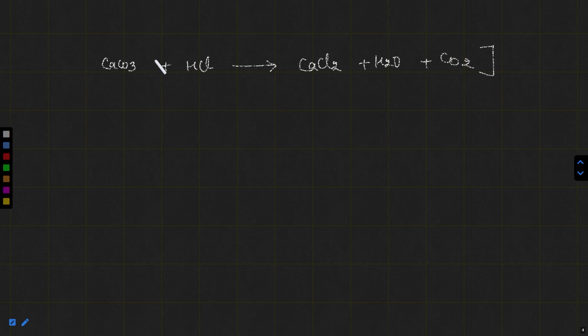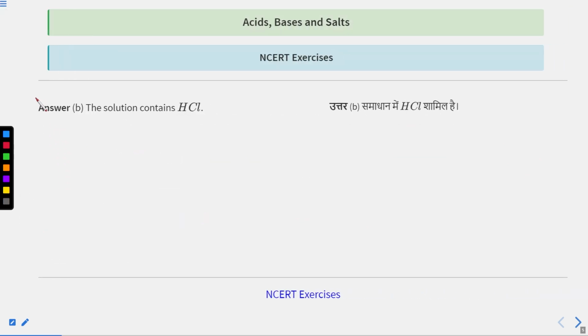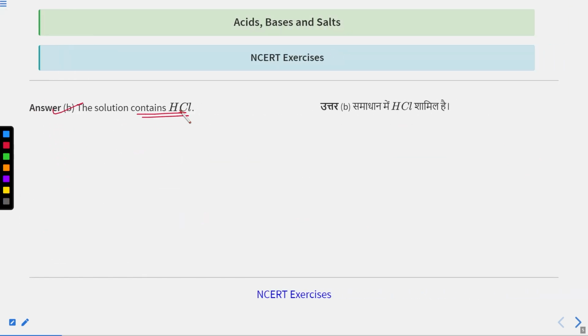I am not balancing this because you know very well what a balanced chemical equation is and how we can balance any unbalanced chemical equation by the hit and trial method. You have to follow the law of conservation of mass. It means the total number of atoms of each element on the reactant side must equal the total number of atoms of each element on the product side. Matter can neither be created nor destroyed. Equations that follow the law of conservation of mass are known as balanced chemical equations, and those that do not are unbalanced chemical equations. So the correct answer is option B. The solution contains HCl.